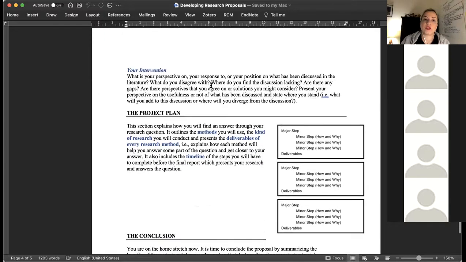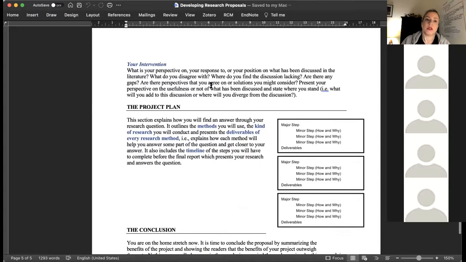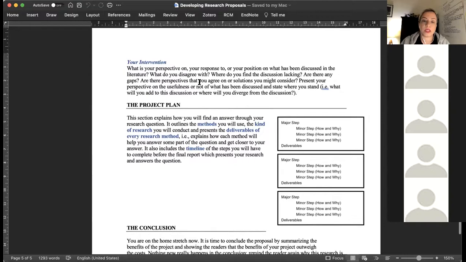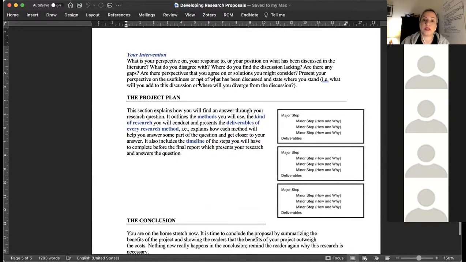Okay, so your intervention is your perspective on, or your response to, or your position on what has been discussed. Here you speak in the plural, of course, you know, we. So what do you disagree with? Where do you find the discussion lacking? Are there any gaps? Are there perspectives that you agree on, or solutions you might consider?